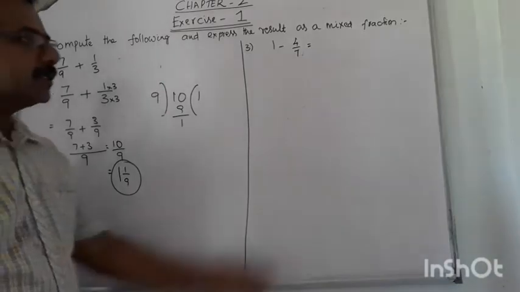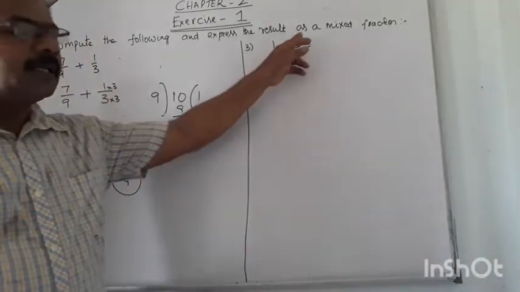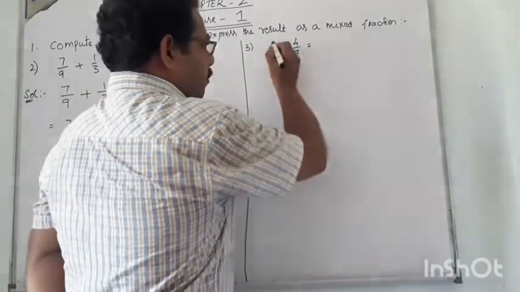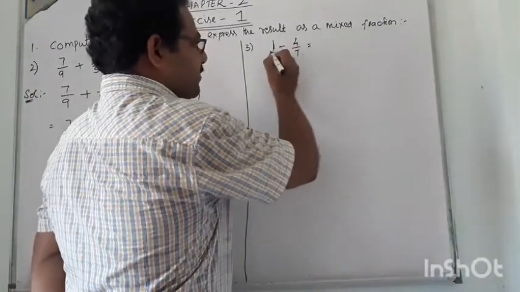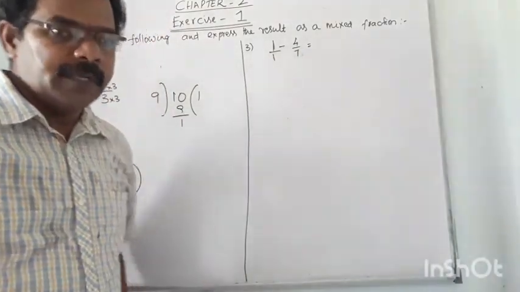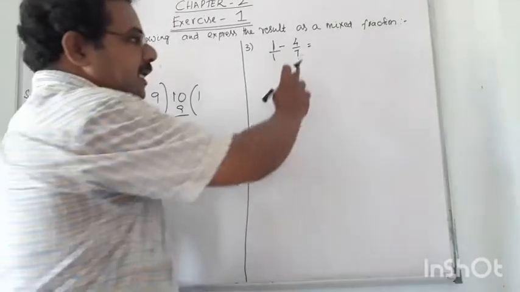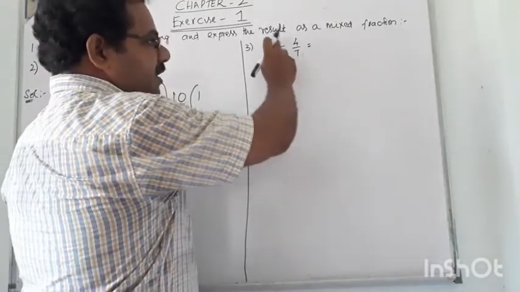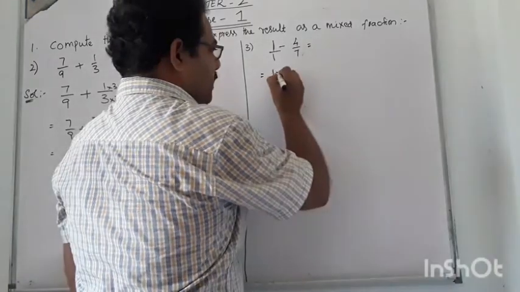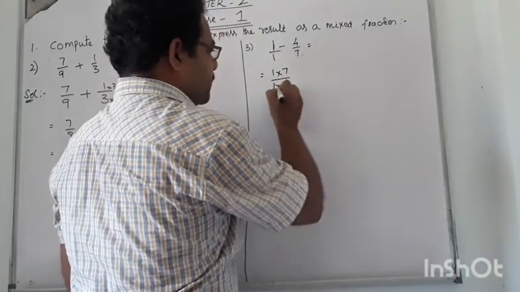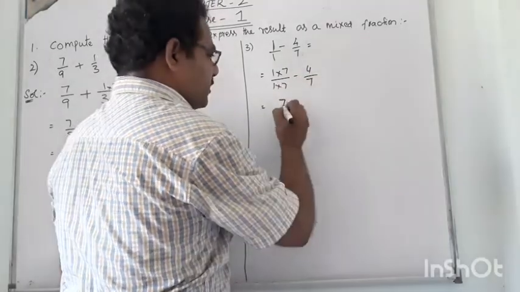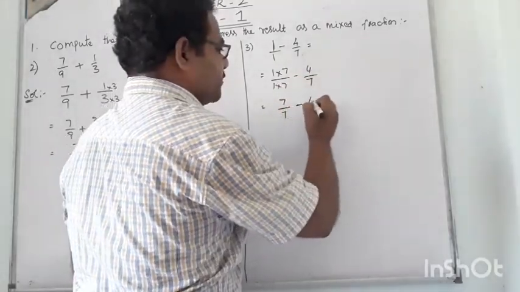Okay. Next go for the third sum: 1 minus 4 by 7. 1 means 1 by 1. We can take 1 by 1 minus 4 by 7. Here 7 is the denominator, so with this denominator you have to multiply both. That is equal to 1 into 7 by 1 into 7 minus 4 by 7. 1 into 7 means 7 by 7 minus 4 by 7.